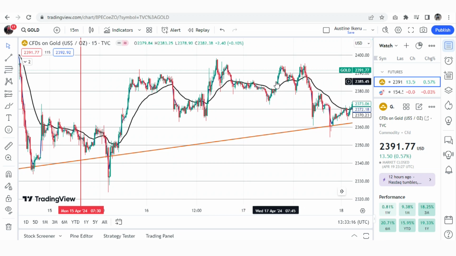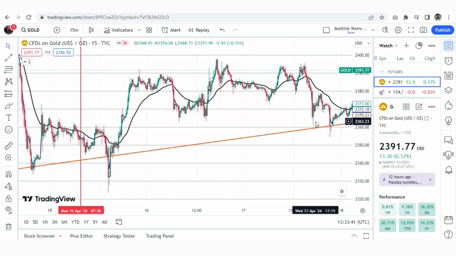And that crossover happened here. I placed a buy trade, my stop loss here, and I was able to catch this move. Another crossover happened here, I placed my buy trade, stop loss here, and I was able to catch this move. And on this another crossover, I placed a sell trade here, my stop loss above here, and I was able to catch this move.